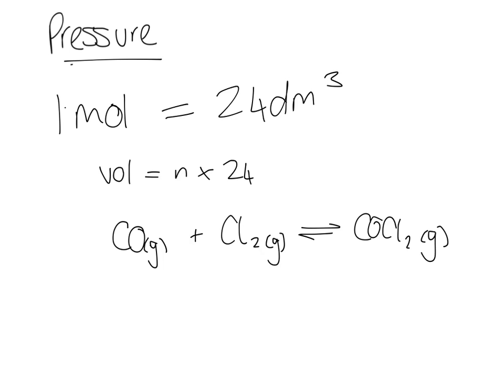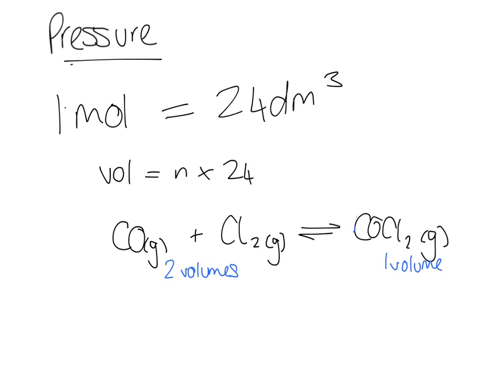Because, say for example here, on the left hand side, how many molecules of gas do we have? We've one of carbon dioxide and one of chlorine. So we say that we have 2 volumes of gas here. What about on the right hand side? 1 volume. And you need to take into consideration your balancing number. So say that had been 3 COCl2, that would have been 3 volumes of gas.